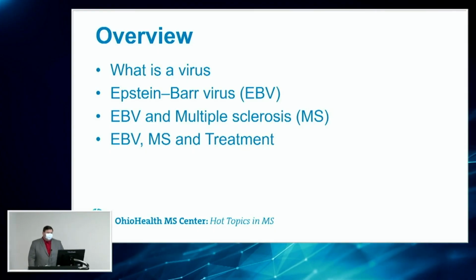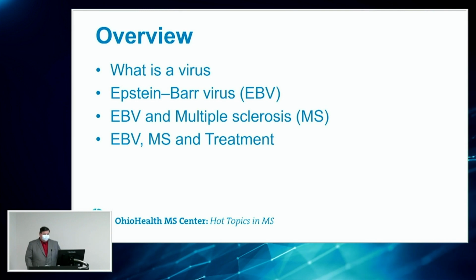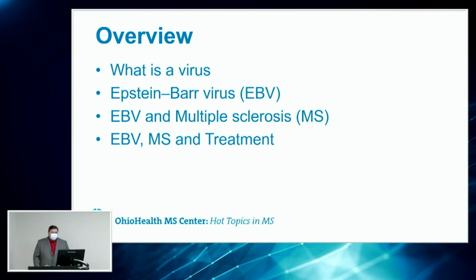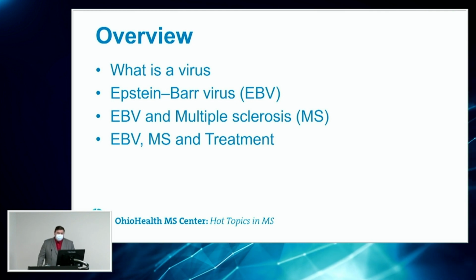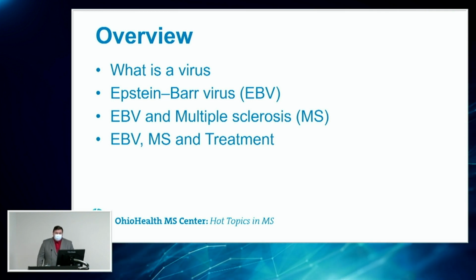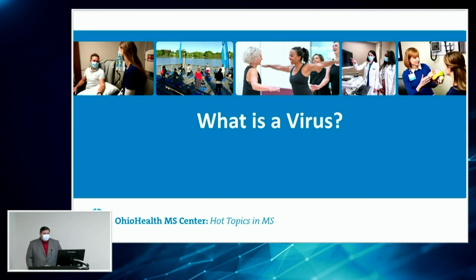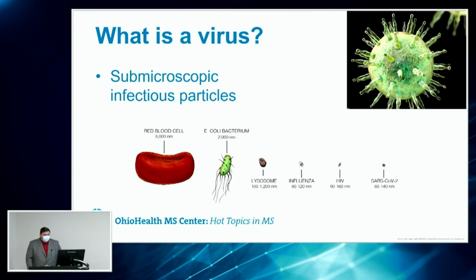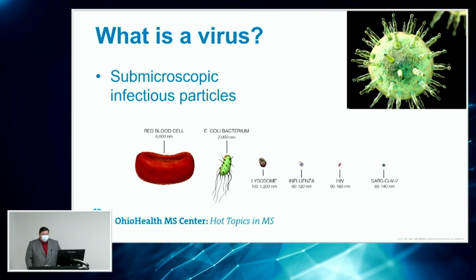All right. So thank you for that wonderful introduction, and we're going to get right into it. Before we can understand what Epstein-Barr virus is, how it affects MS, and what we can do about it ultimately, we first have to understand what is a virus, and then we'll build from there. So a virus is a sub-microscopic infectious species.